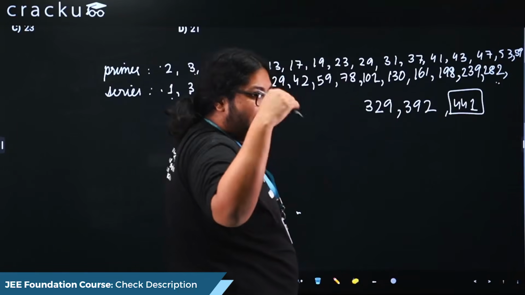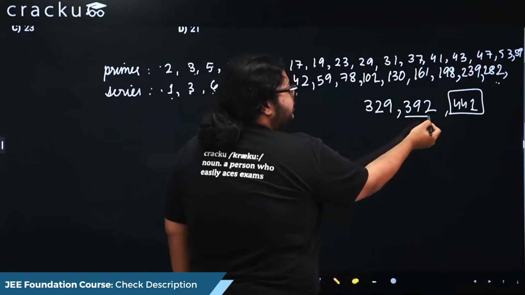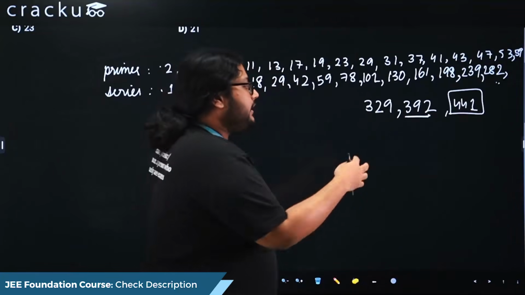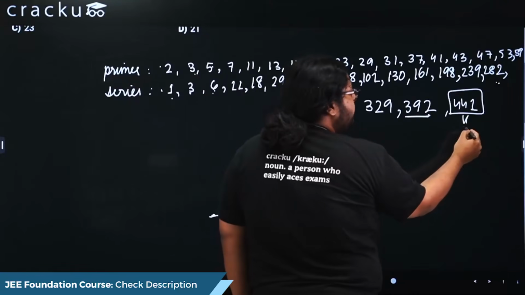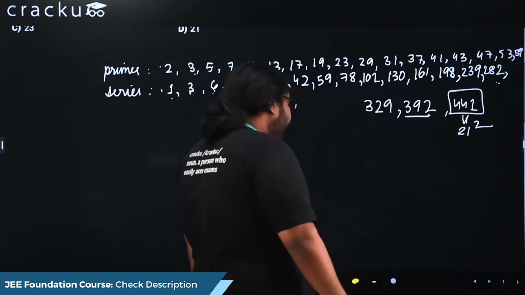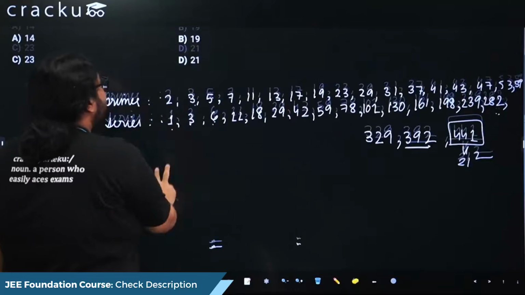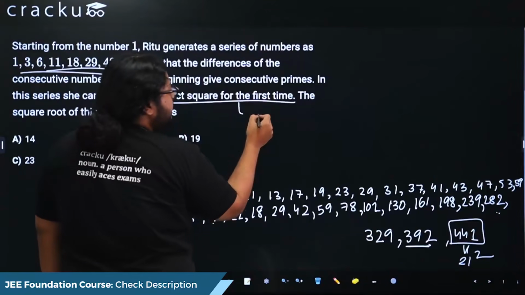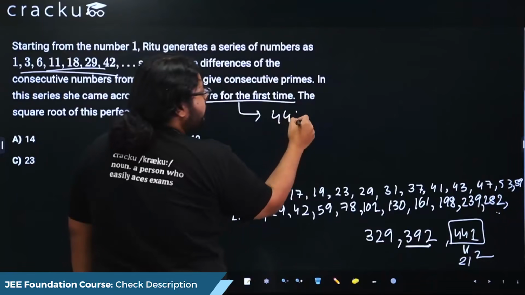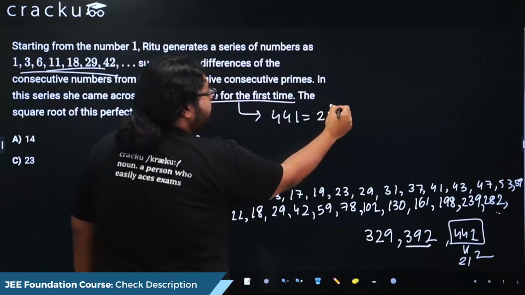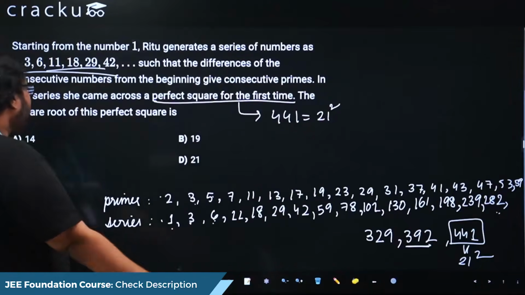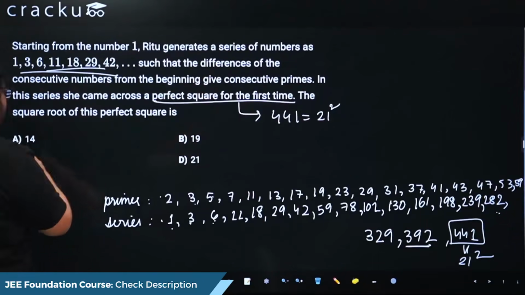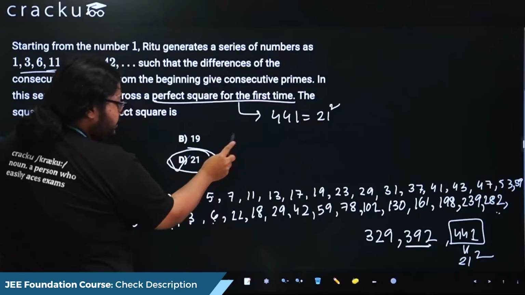19 square will end with a 1. It's 361. Again, not close. 20 square is 400, which is not there. 21 square is 441. So the first perfect square that comes in this series is 441, which is essentially 21 square. The square root of the perfect square is what? Square root is 21. So the answer should be option D, which is 21.